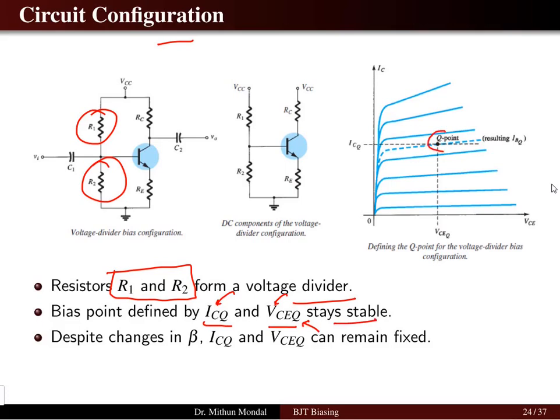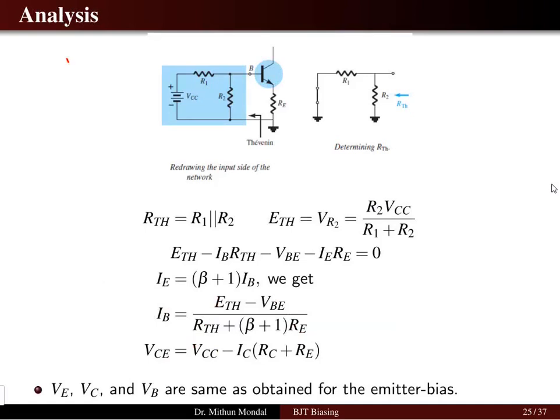Here you have the Q point, and corresponding to the Q point you will have the ICQ and VCEQ, current and voltage, when we draw the graph between the collector current and collector to emitter voltage for a fixed amount of base current. So despite a change in beta, the collector current and the collector to emitter voltage at the Q point would remain fixed. It is not going to change. Now let us do the analysis.